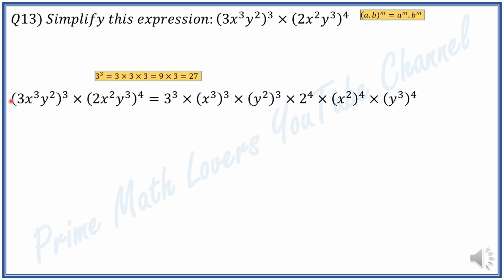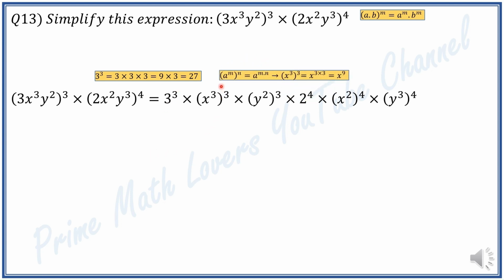3. We can write down this term as 3 to the power of 3 times (x to the power of 3) to the power of 3 times (y to the power of 2) to the power of 3 times, and this one will be 2 to the power of 4 times (x to the power of 2) to the power of 4 times (y to the power of 3) to the power of 4. 3 to the power of 3 is, we multiply 3 three times. So 3 times 3 times 3 will be 9 times 3, and that is 27.